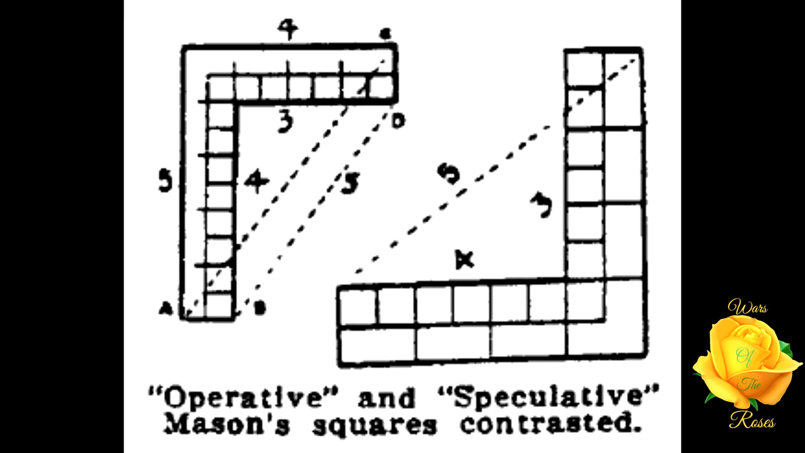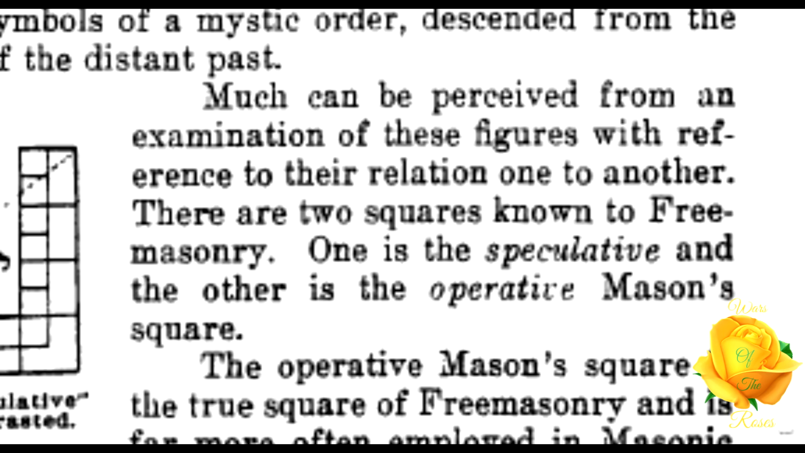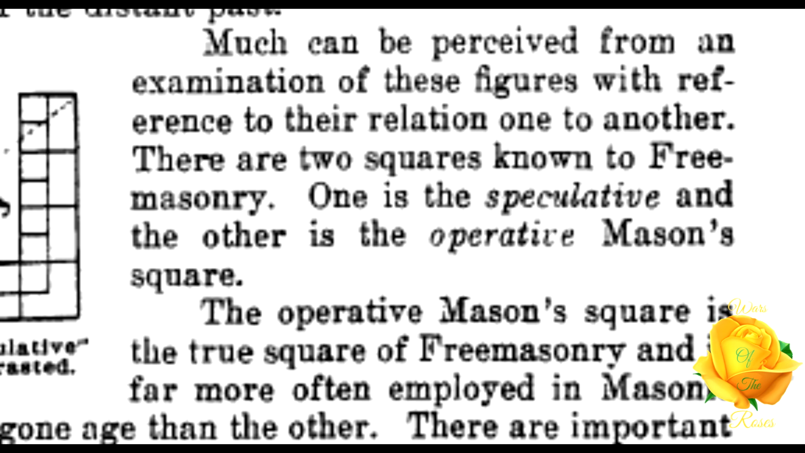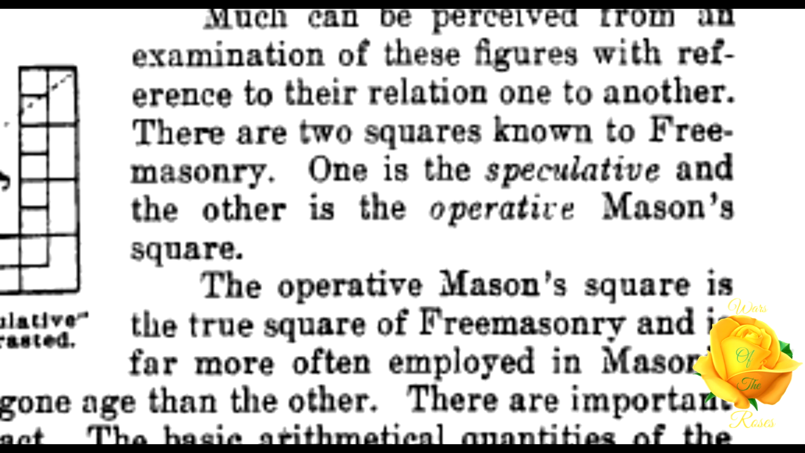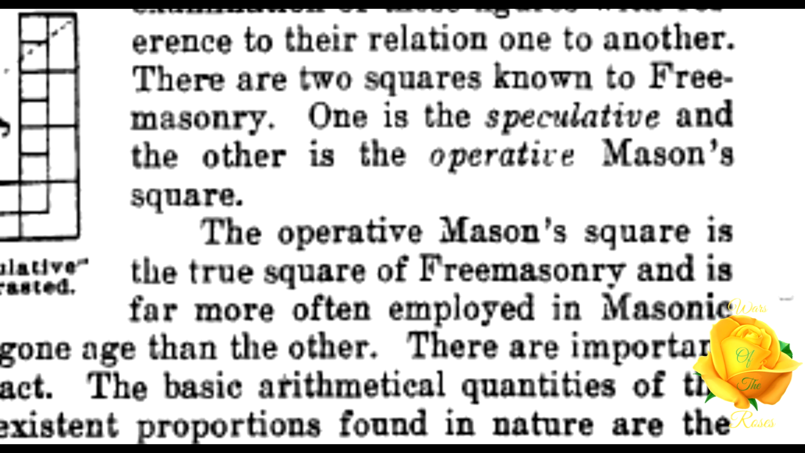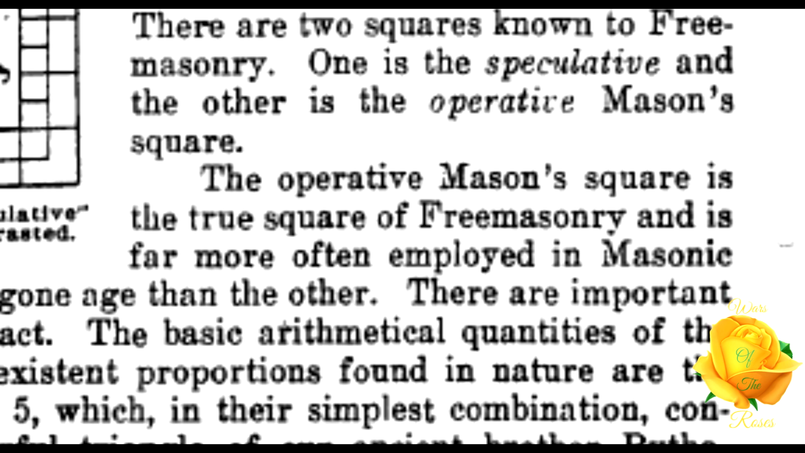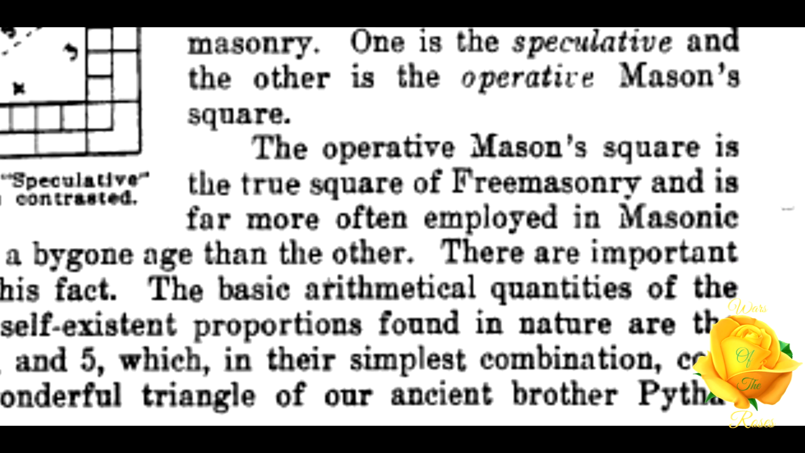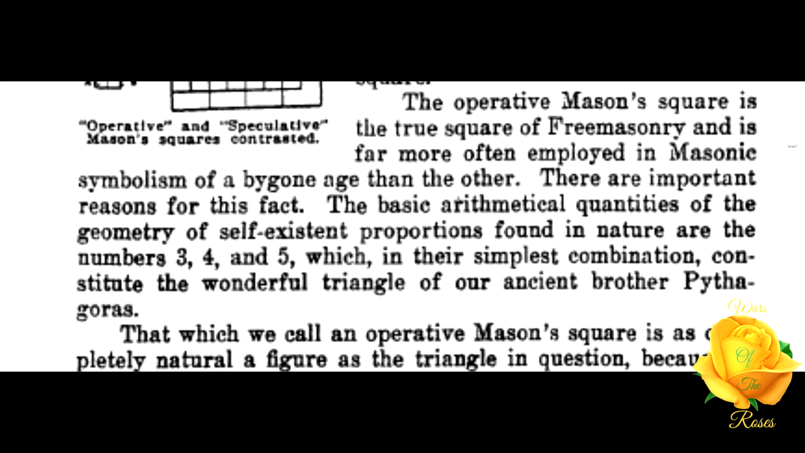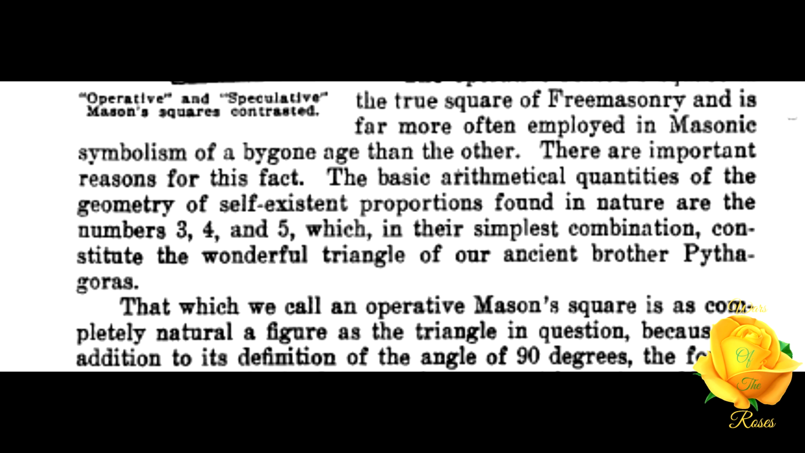Operative and speculative Mason squares contrasted. Much can be perceived from an examination of these figures with reference of their relation one to another. There are two squares known to Freemasonry. One is the speculative and the other is the operative Mason square. The operative Mason square is the true square of Freemasonry and is far more often employed in Masonic symbolism of a bygone age than the other. There are important reasons for this fact.